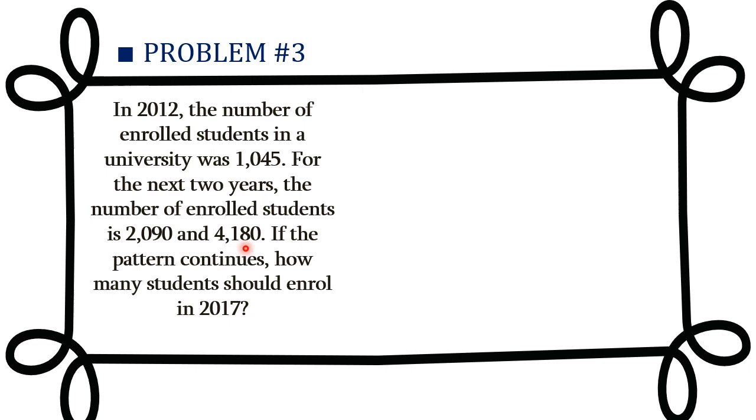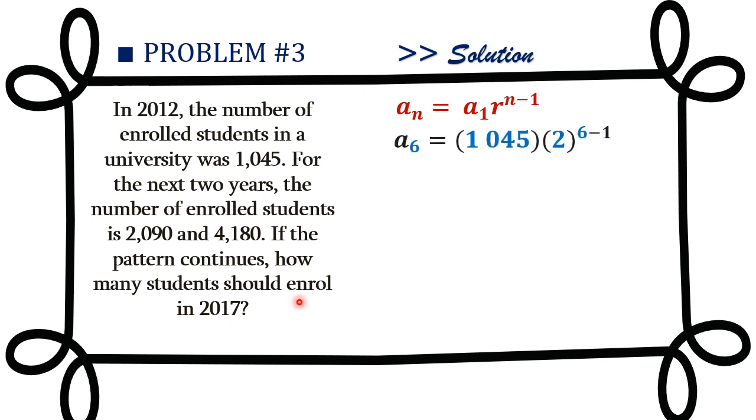Okay, next to that you need to identify what you are going to solve. Is it a specific value of a term, or do you need to find the sum of the given sequence as described in the problem? So here, looking at the question, how many students should enroll in 2017? So analyzing and interpreting the question, we can say that we are looking for the value of a specific term. Okay, now therefore we are supposed to use the formula for geometric sequence, of course. And now let's substitute the given data in our formula.